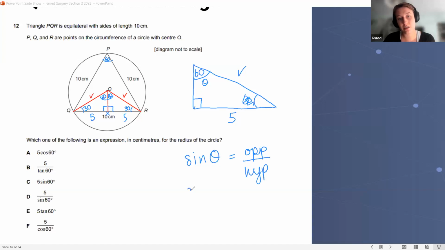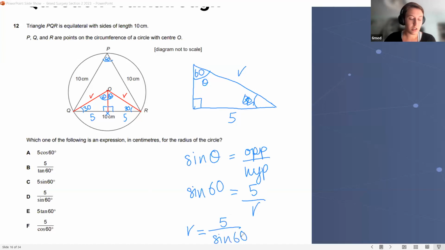So I can say that sine 60 equals our opposite, which is 5, divided by our radius, which is r. We want to find an expression for the radius. So I can rearrange this to say that our radius is going to be equal to 5 divided by sine 60, which would give you an answer of D.